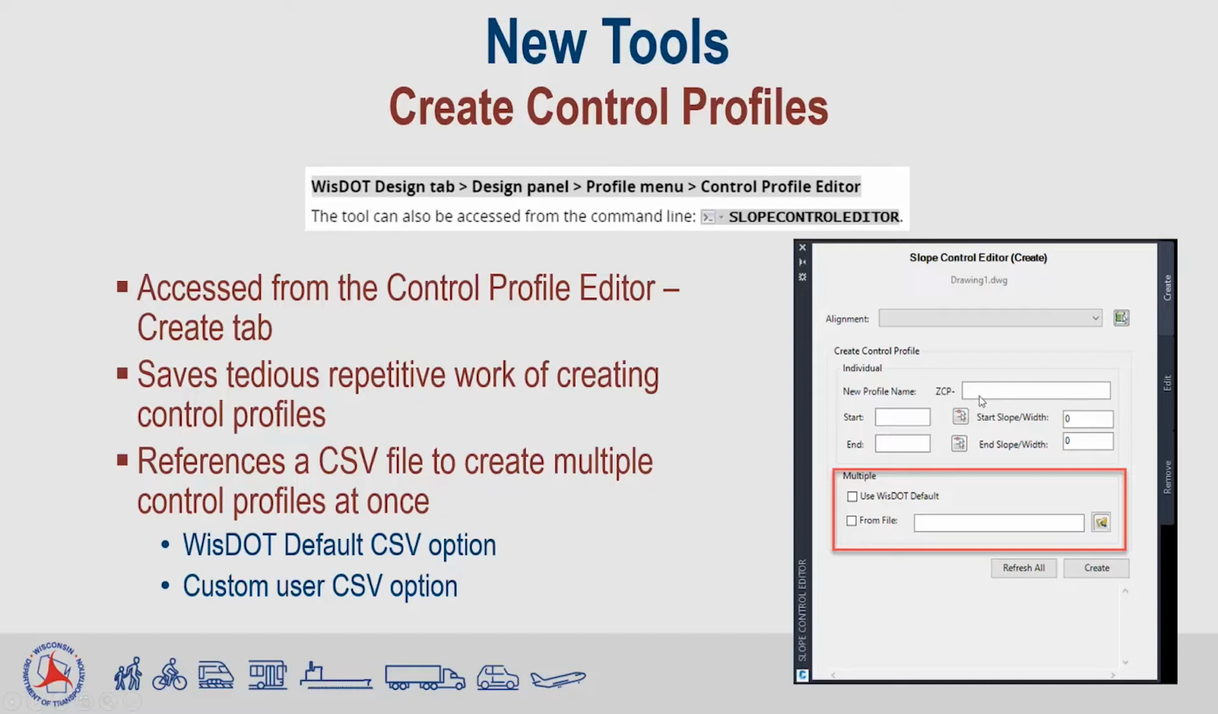So before, you'd have to type in one at a time up here on the individual section, start and end stations and widths. And if you've got a lot of these to make, that can be time consuming. And a lot of times you've got the same control profiles you have to make for every corridor drawing, so we wanted to be able to do this in bulk. So just to give you a quick demo on this one as well.